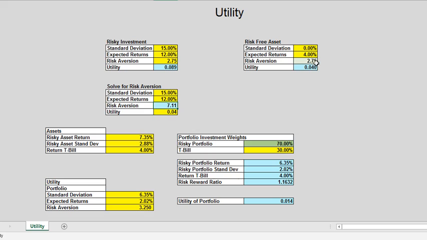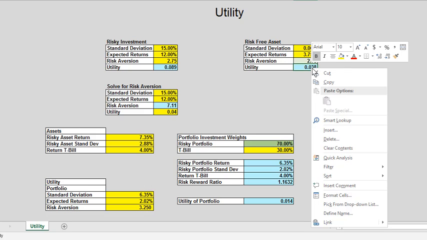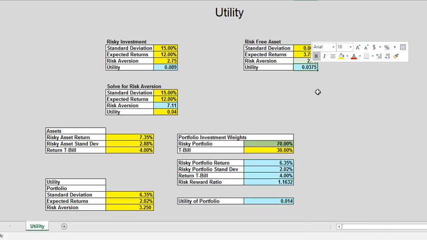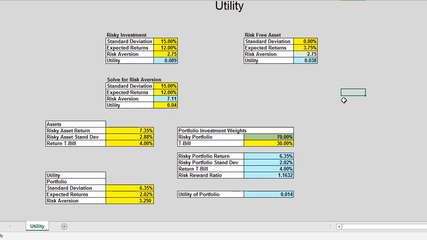Now over here we have a risk-free asset. So let's make it 3.75 just so I can change the numbers. And risk aversion is the same over here. So if you purchase this asset, it would have a utility of 0.038. And what you'll recognize maybe is that for a risk-free asset, its utility is exactly equal to its expected returns.